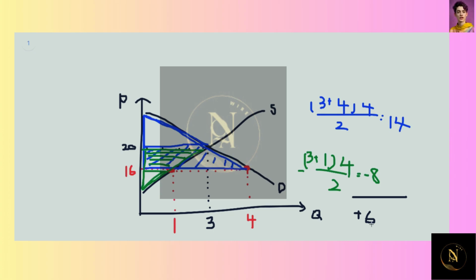So this 6 is just the difference between these two shaded areas. So the benefit brought by international trade is the triangle here. So we can see that the area of this triangle is indeed like the bottom is 3 times 4 divided by 2, which is actually 6.